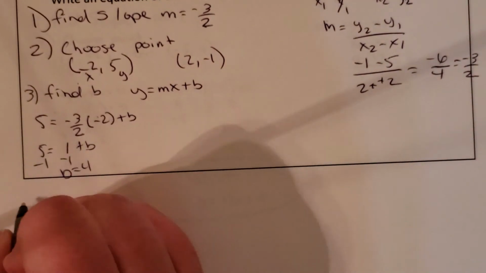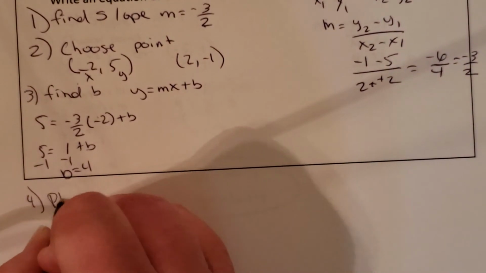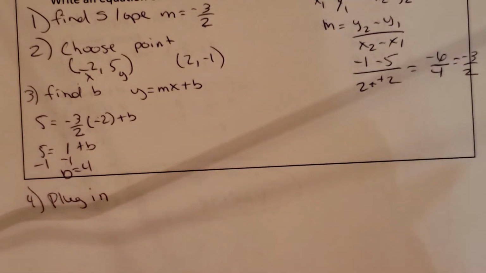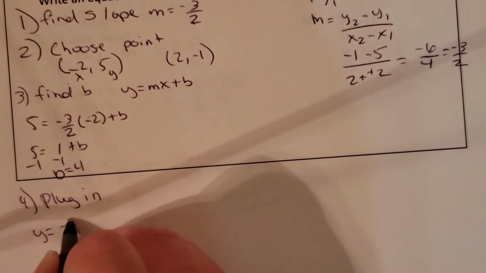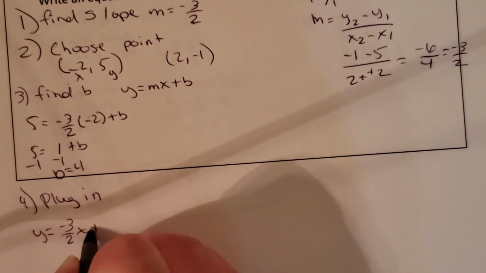Fourth step is to plug in. Okay, so it's y equals -3 halves x plus 4.